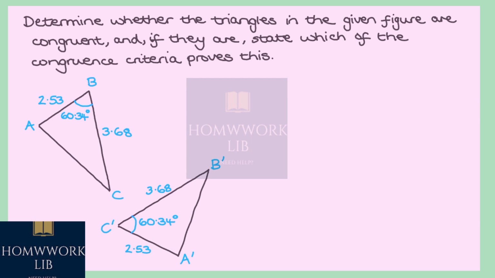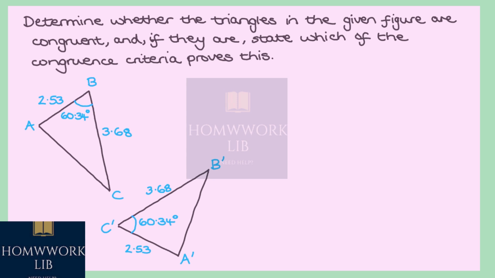So we've been given a diagram of two triangles, triangle ABC and triangle A'B'C'. We've been given various pieces of information about these two triangles, and at a glance we can see that the values are the same. However, we need to look at the congruence criteria to formally prove whether these two triangles are or aren't congruent.